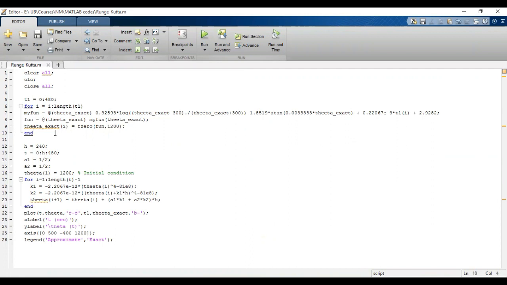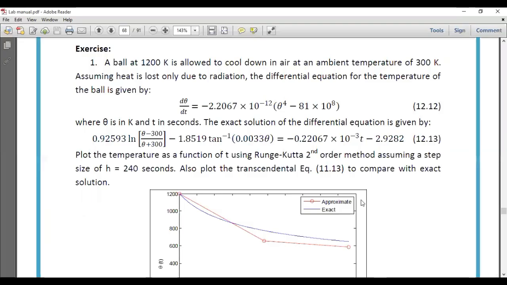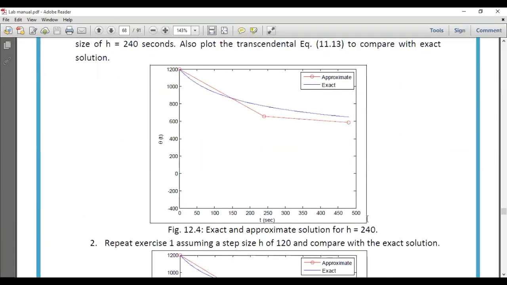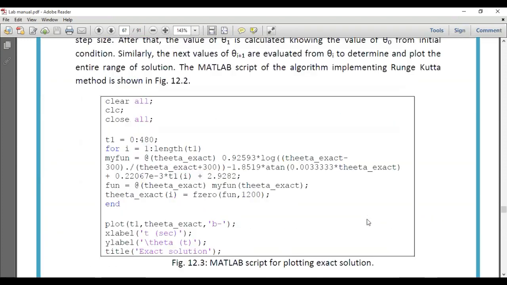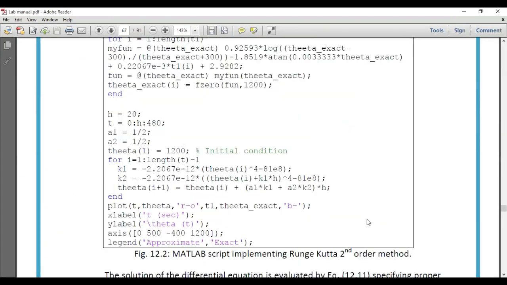Now we will solve this equation using the Runge-Kutta numerical method, and we have considered the step size of 240 in the initial case, right? So for a step size of 240, I have written the MATLAB script. Okay, so this is the same MATLAB script. H is considered as 240 initially. T varies from 0 to 480. This is our A1, this is our A2. And you know that for Heun's method, I have implemented Heun's method over here.